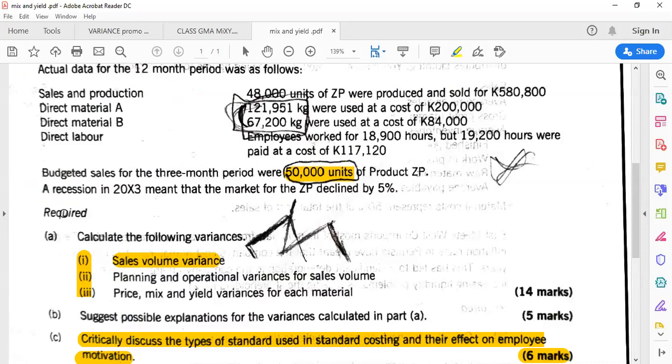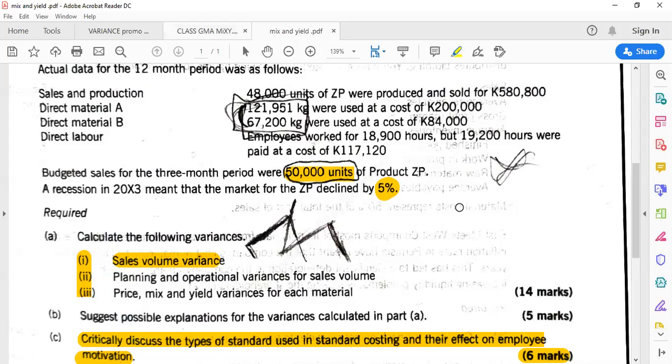What was the revised during the year? We've been told that a recession in 2023 meant that the market for ZP declined by how much? By 5%. So there was a revision. From 50,000 demand to less than 50,000 by 5%. Have you seen? So what do we do there? So that means we have 95% remaining of the demand. So what do we do there?